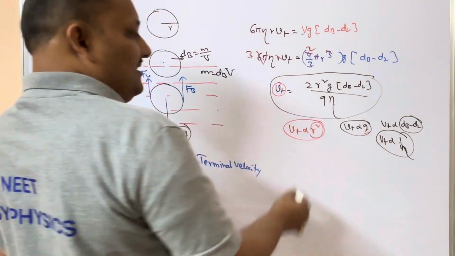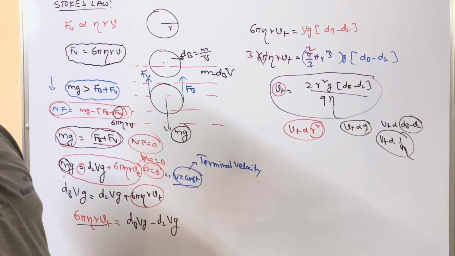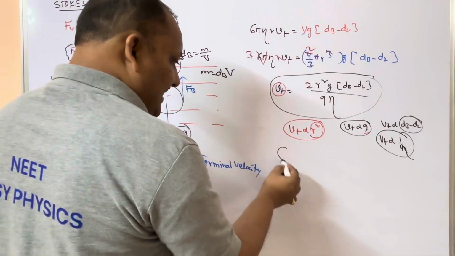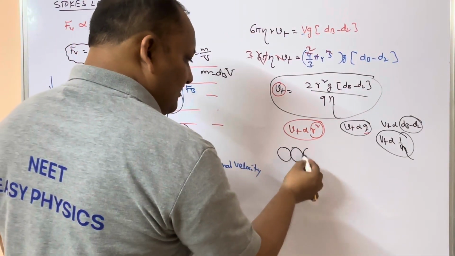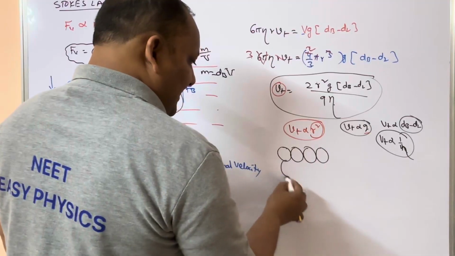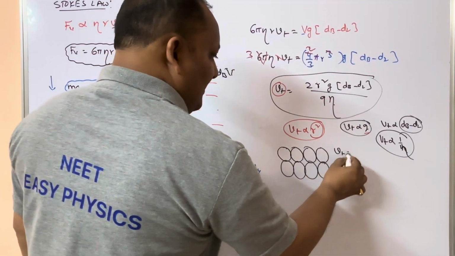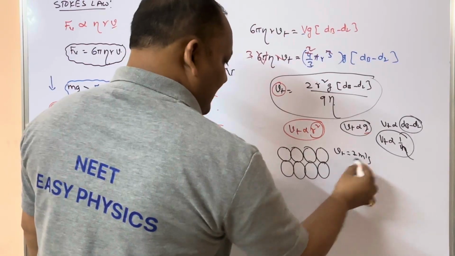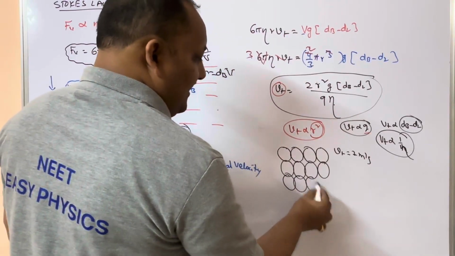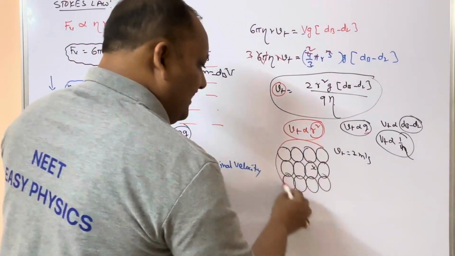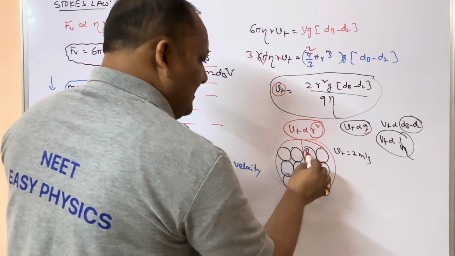Next, small r is nothing but the radius of this spherical drop. How will they ask questions on this? If n identical spherical drops during the rain season are moving with some terminal velocity of 2 meter per second, and these n identical drops coalesce to form a bigger drop of radius capital R.